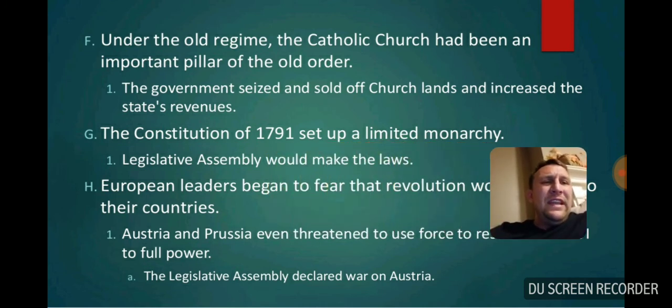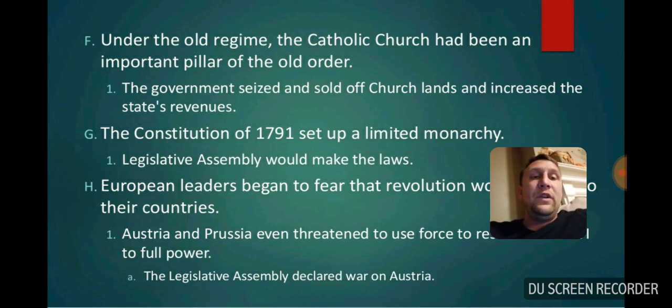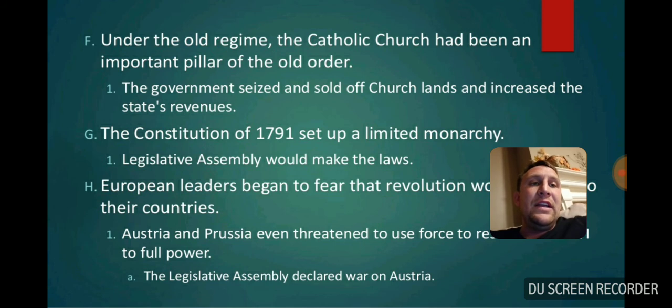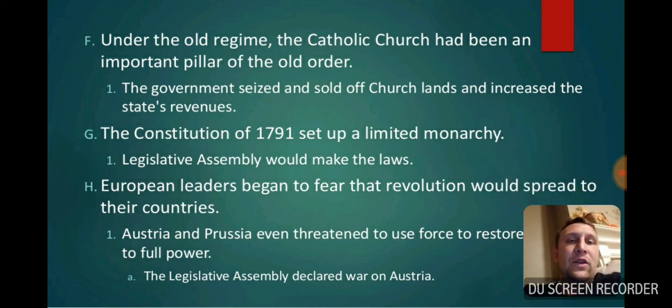So did they get rid of the king? No, they were willing to keep the king. They keep the king until the king decides to try to run for Austria and gets caught at Varennes. That's when they totally flip it up and they say, okay, the king must die. The Legislative Assembly is going to make the laws with the king, but in actuality, what they're going to be doing is working with the king to make the laws.